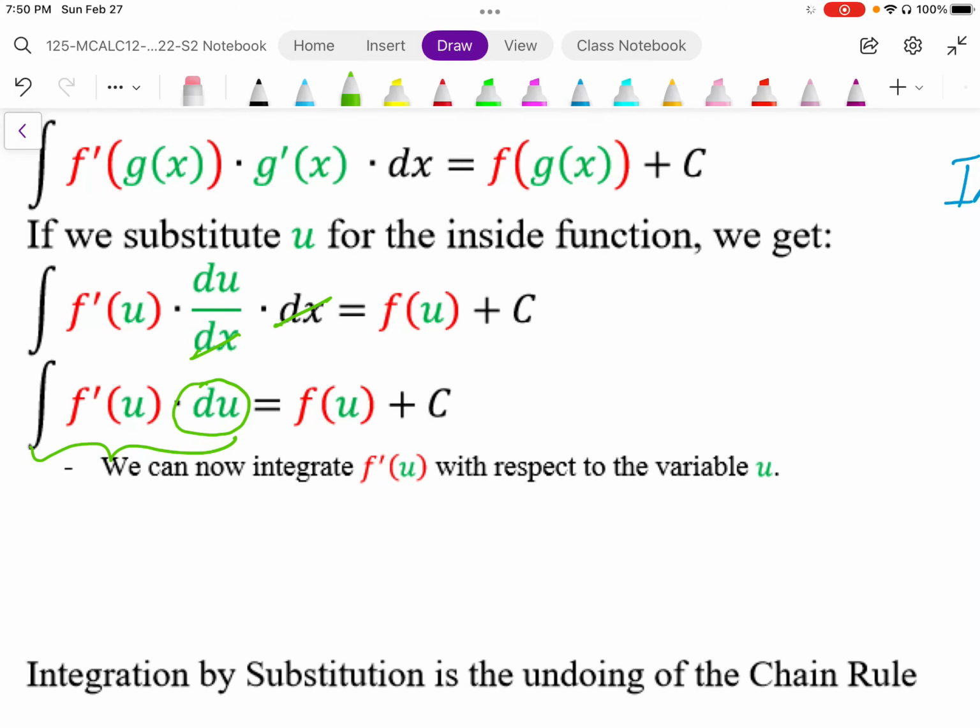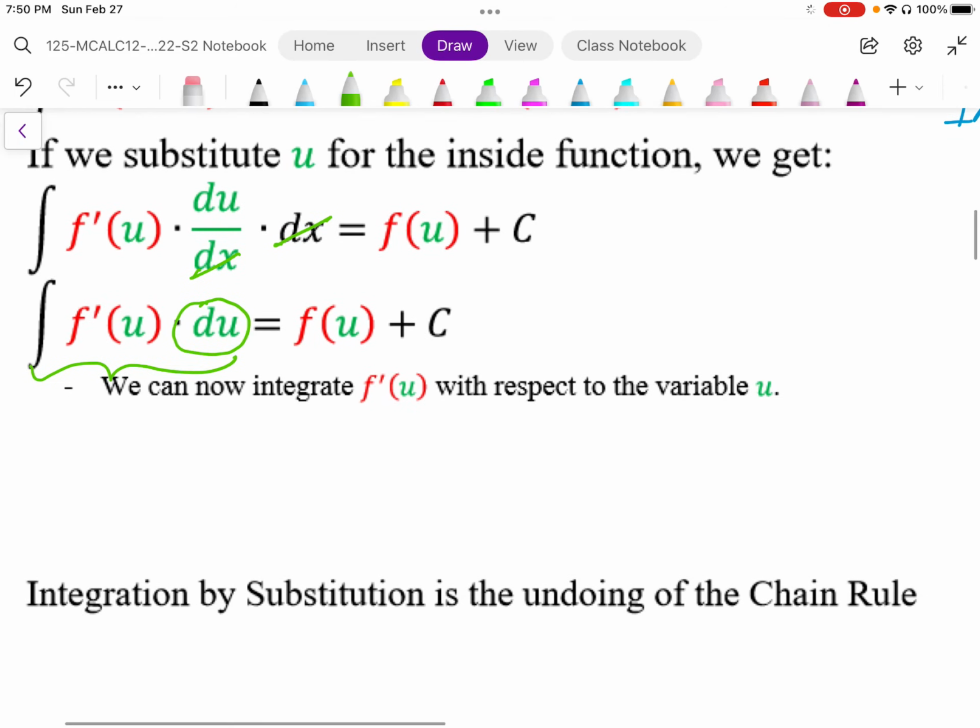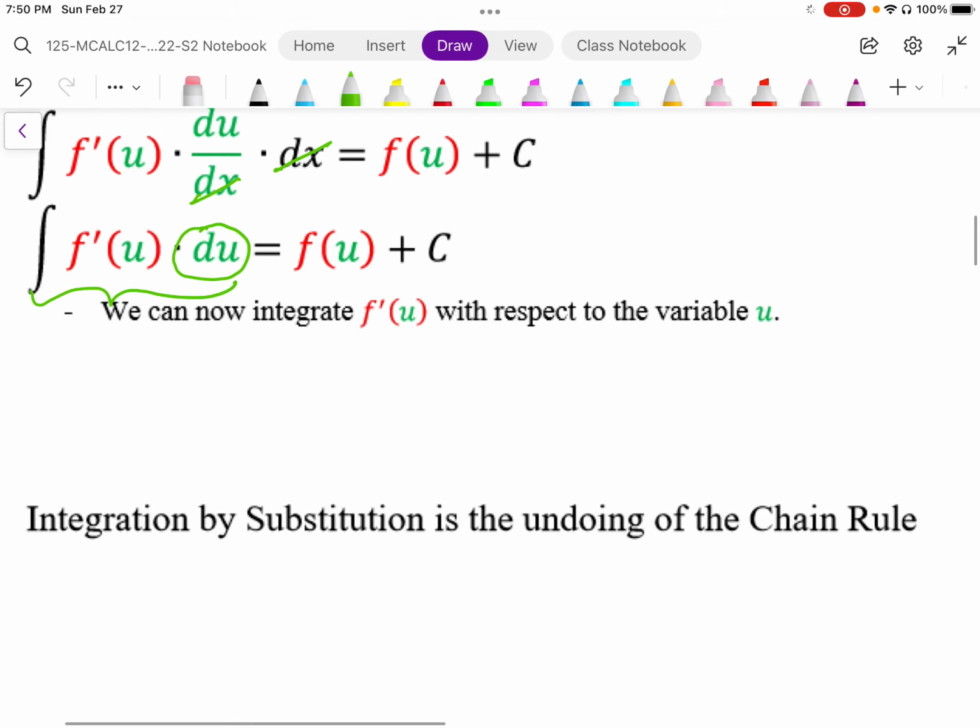What does this look like in action then? So first of all, integration by substitution is essentially the opposite, or undoing, of the chain rule. It's not going to quite look like the chain rule, but it is theoretically the undoing of the chain rule. To apply this, we really need to see it in action and see how we set it up.